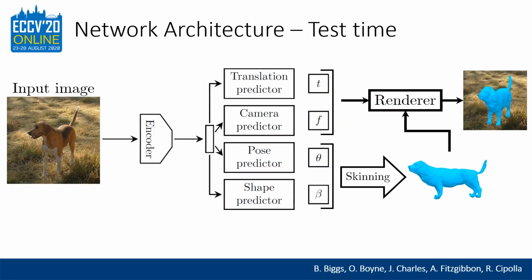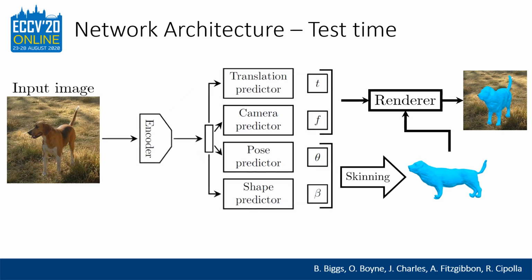We will now introduce the architecture of our weakly supervised 3D reconstruction network. We begin with a single monocular image of a dog and use a ResNet encoder to generate a feature map, which is processed by linear prediction heads to generate the SMBLD shape and pose parameters and parameters for a perspective camera setup.